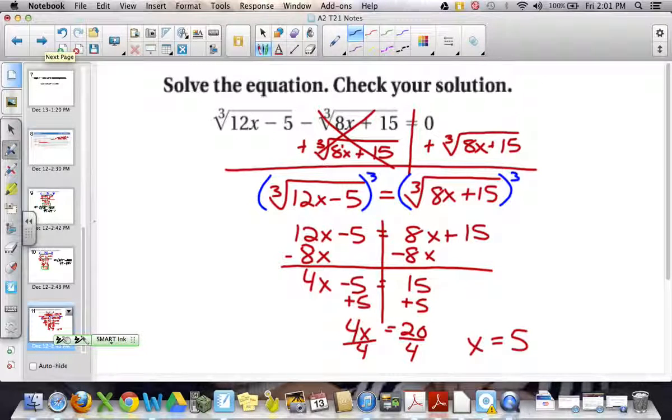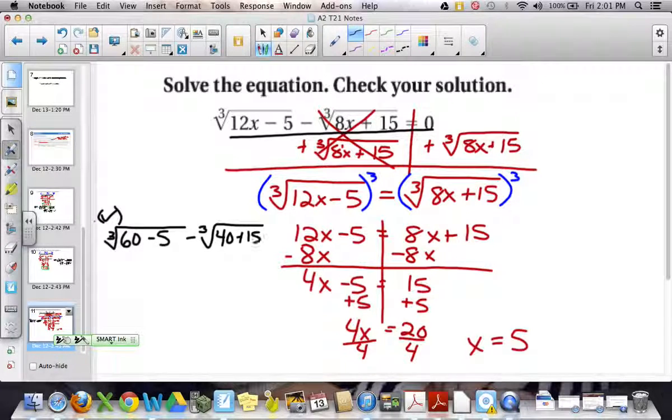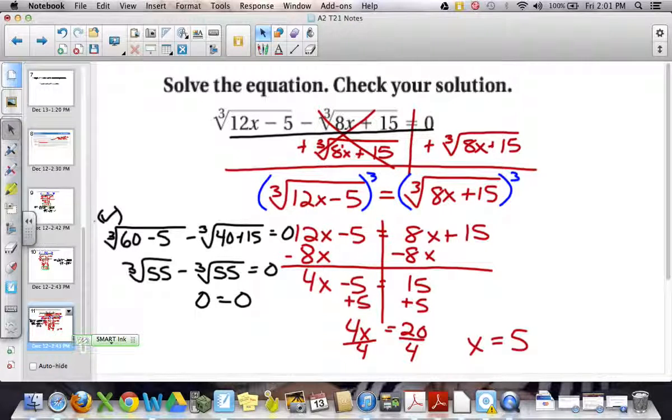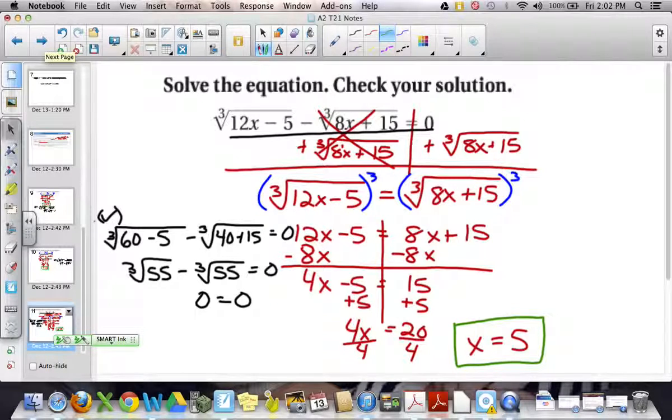All right, and then the final step, go back, substitute it into that original equation to see if it actually is correct. So when I check, we have the cubed root of 12 times 5 is 60 minus 5, minus the cubed root of 8 times 5 is 40 plus 15, equal to 0. So this is the cubed root of 55 minus the cubed root of 55 equal to 0. So that does in fact work, which means that x equals 5 is in fact a solution.